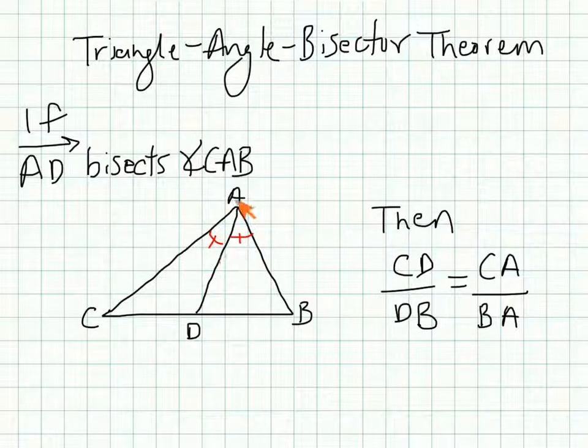So if a ray bisects an angle of a triangle, then it divides the opposite side, this side right here, into two segments that are proportional to the other two sides of the triangle. So this ray, when it bisects an angle here, I'll just read it from the top so you have it. If a ray bisects an angle of a triangle, then it divides the opposite side into two segments that are proportional to the other two sides of the triangle. So again, the distance of C to D divided by D to B will be proportional to CA is to BA.